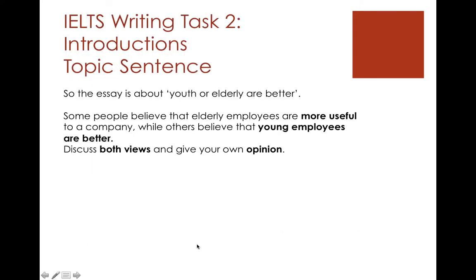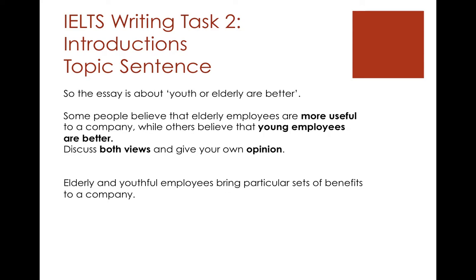So there we go. Now we just need to write it out. So here is our topic sentence. Elderly and youthful employees bring particular sets of benefits to a company. You can make it a little bit longer. You can put comma and. I wouldn't use however in here. Just stick to the one set.